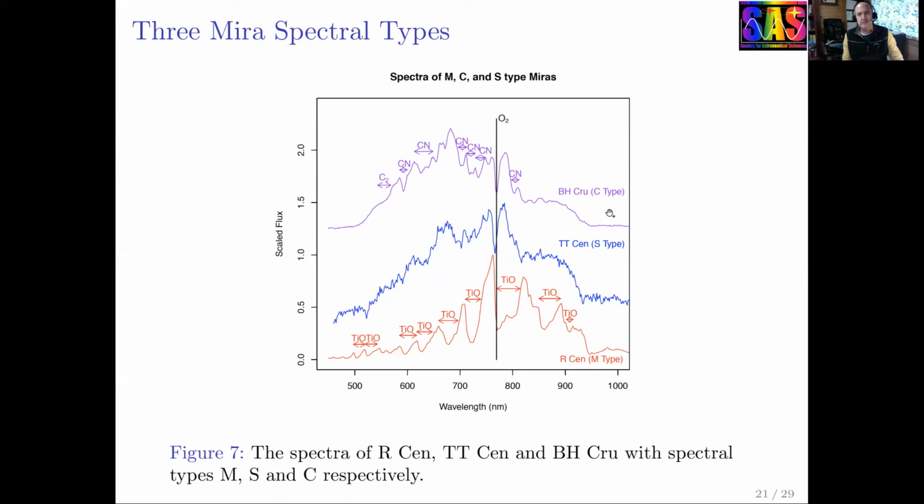Putting even more carbon into the atmosphere will give you a C-type, and BH Crucis was a C-type, and you can see that the absorption lines are molecules involving carbon. This is carbon, C2, and then these are CN lines here. So if there was a dredge-up event and carbon was brought up into the atmosphere of R Centauri, and it did change its spectral type, you could see it without any particularly sophisticated analysis of the spectra.